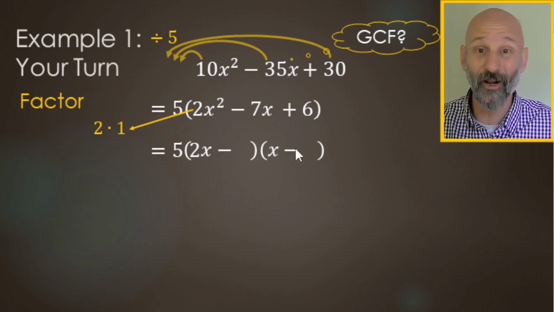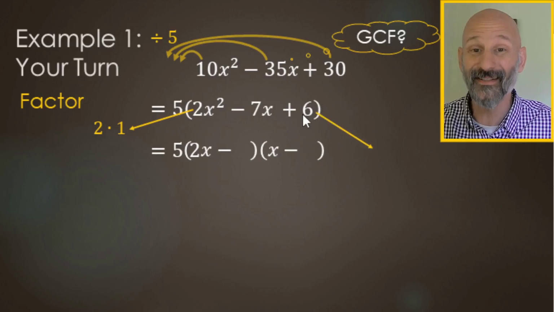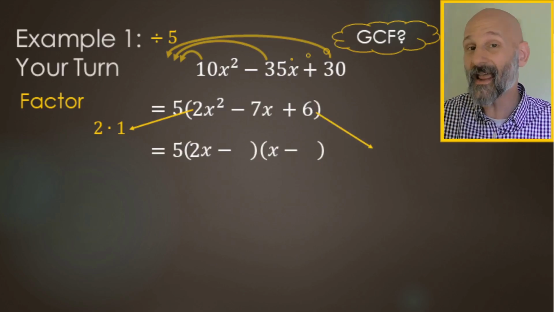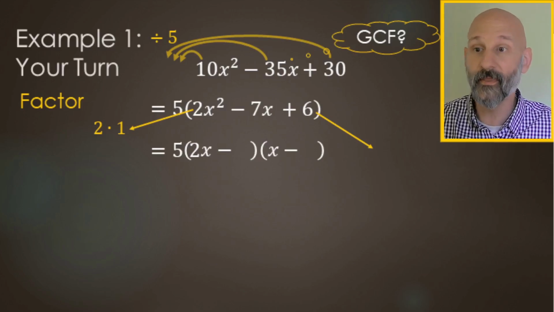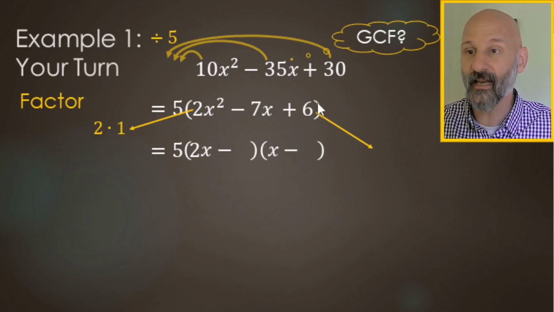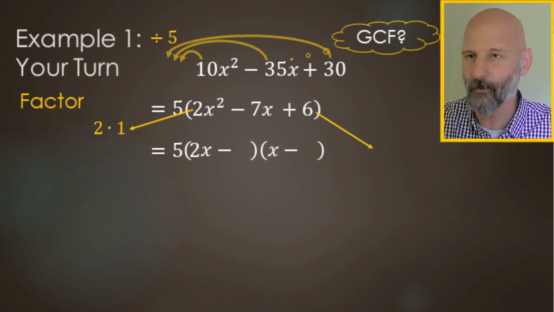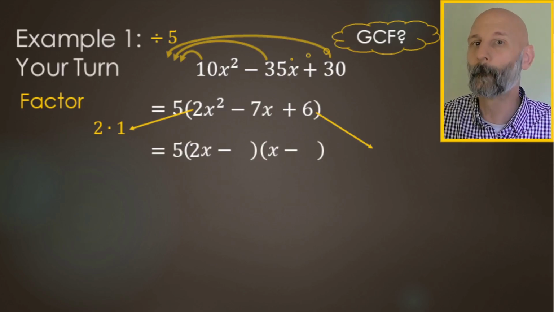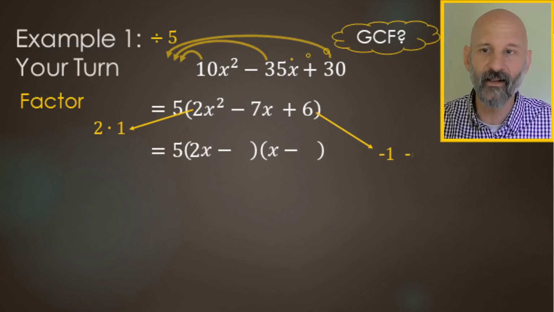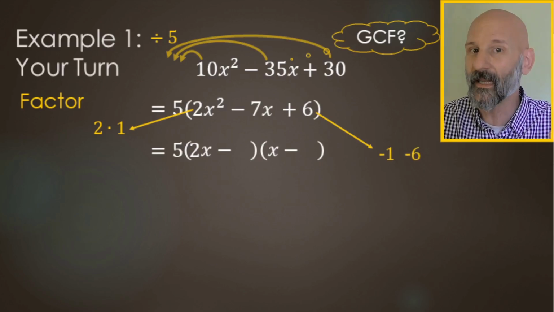Now for our lasts, those are going to have to multiply to a positive 6, and they're going to add to a negative 7, right? So with these, negative times negative is going to make a positive, and negative plus a negative is going to make a negative 7. So we know that both of these numbers that multiply to 6 have to be negative, right? So it can be a negative 1 and a negative 6 if you're making a list.